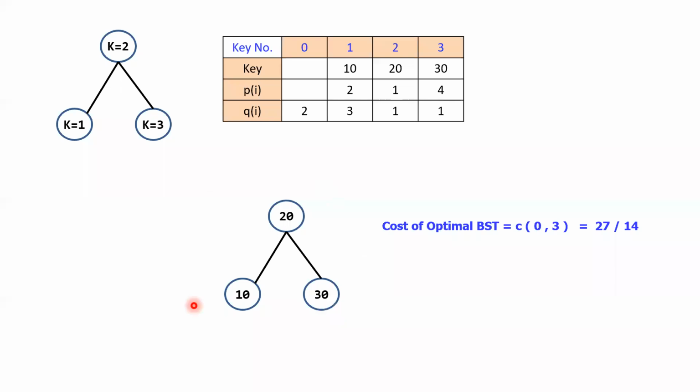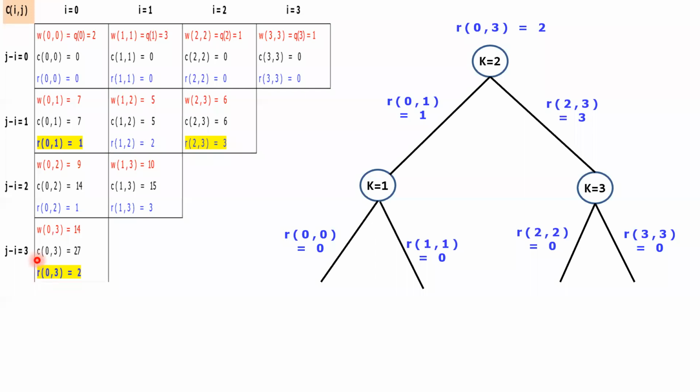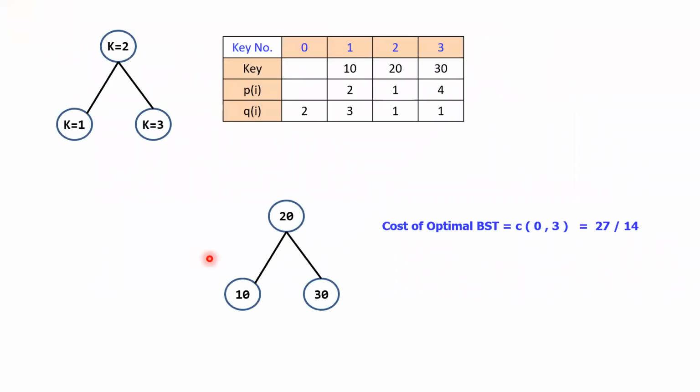Now, this is the optimal BST. What is the cost of this optimal BST? The cost of the optimal BST represents the average cost of the search operations. This cost of the tree represents the average cost of the search operation. That is nothing but equal to cost of 0, 3. What is cost of 0, 3? You can see this table. It is 27, so here it is 27 divided by 14.